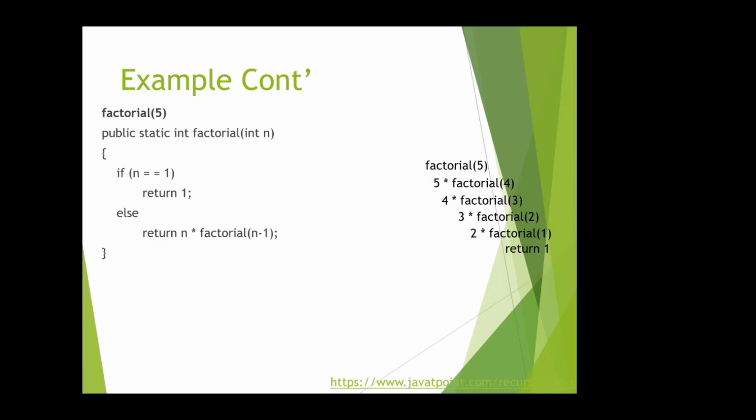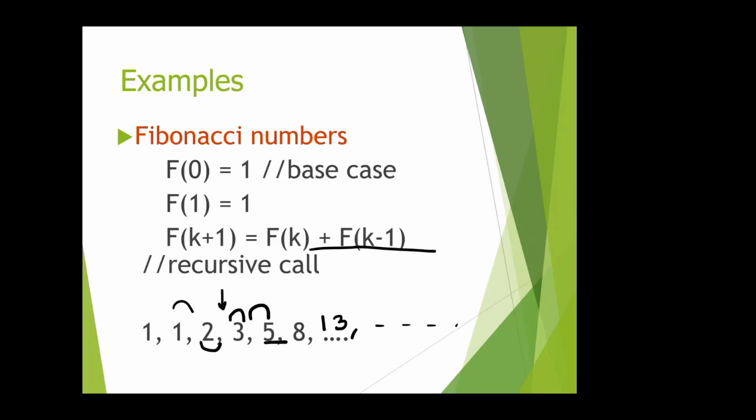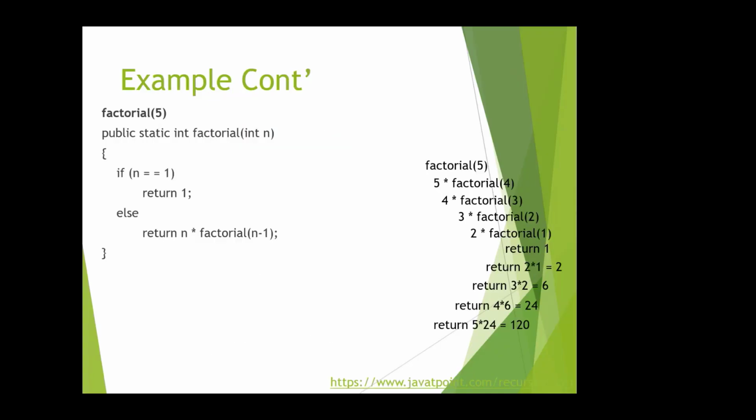Then factorial 2, we know 2 multiplied by 1, so it will calculate 2. Factorial 3 will calculate 3 multiplied by factorial 2, which is 6. Then factorial 4 will calculate 4 multiplied by 6, which is 24. And factorial 5 will calculate 5 multiplied by 24, which is 120. So the return addresses are stored on the stack, and we come back and then calculate the values.